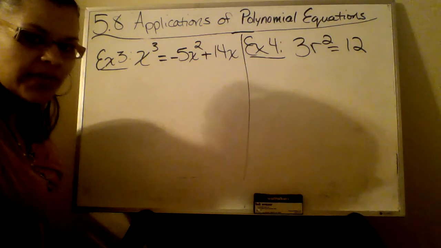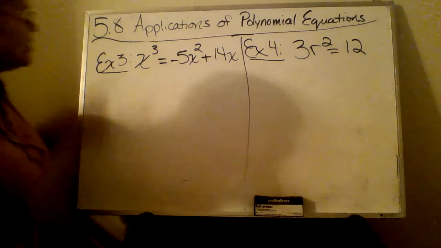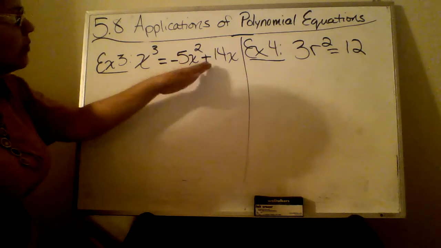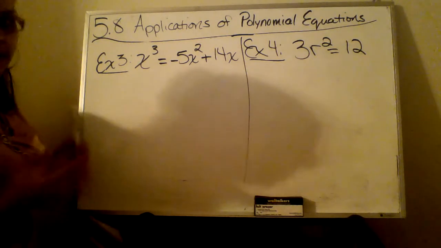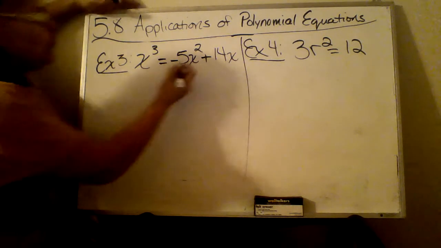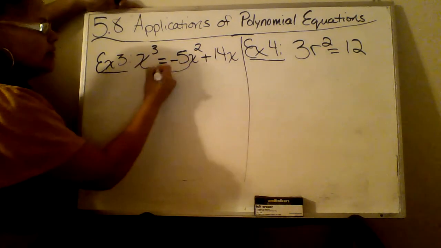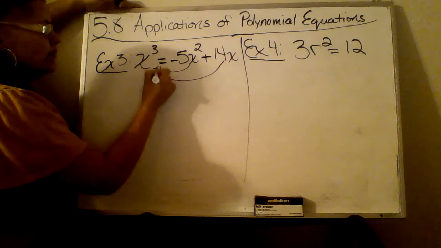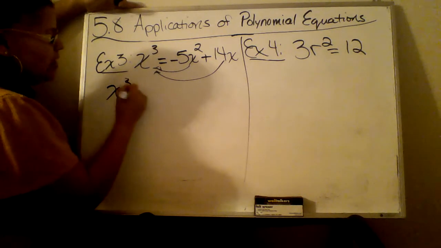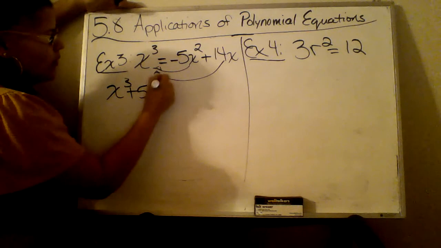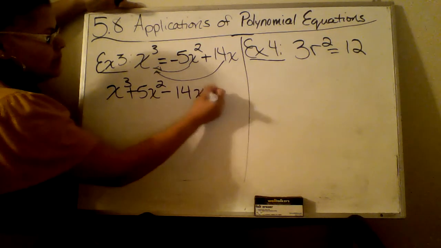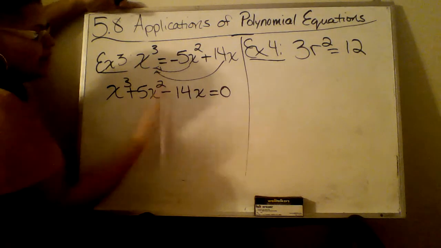Now for our last two examples for 5.8, we have first example 3, x cubed equals negative 5x squared plus 14x. Now our goal is to have this set equal to 0. So I'm going to move all this stuff on the right to the left. So then that leaves me with x cubed, remember the signs change, plus 5x squared minus 14x equals 0 because there's nothing left on that side.